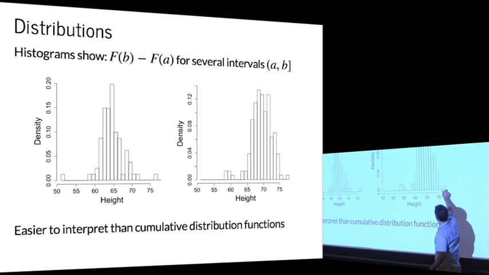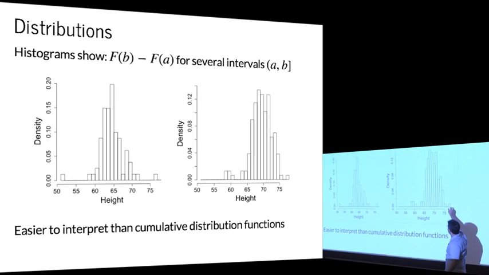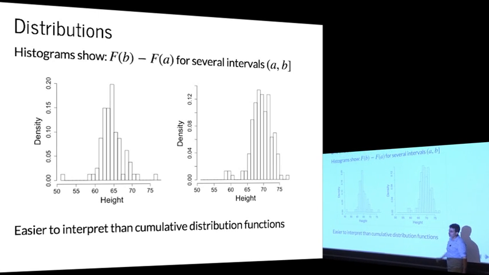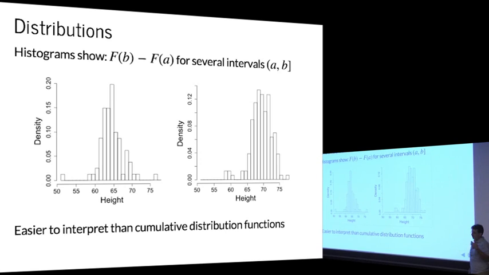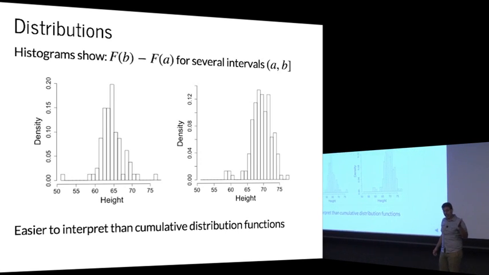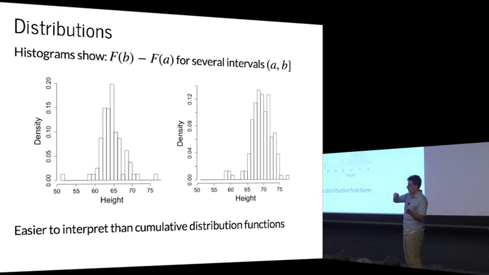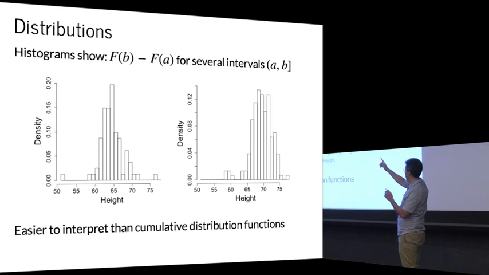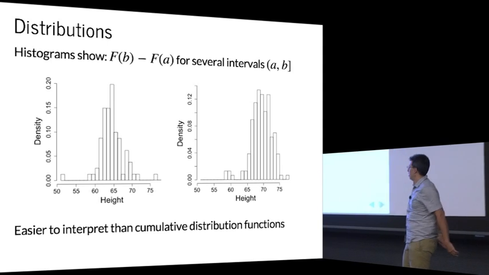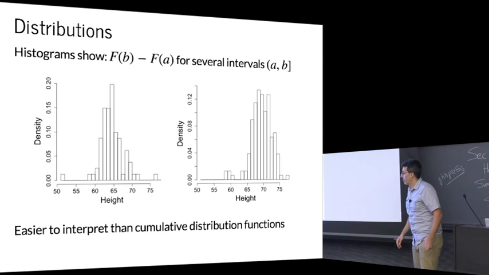So you have, for every inch in this particular histogram, we see the proportion of people. So if you like calculus, you can think of the other picture as the integral of this function. But it doesn't matter. I don't know how helpful that is.